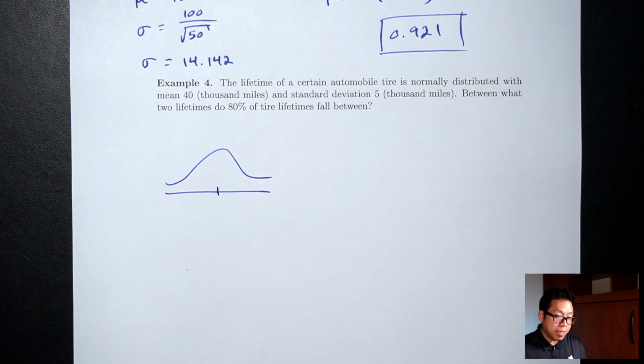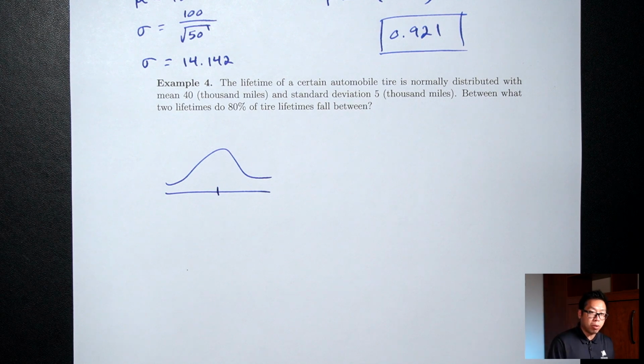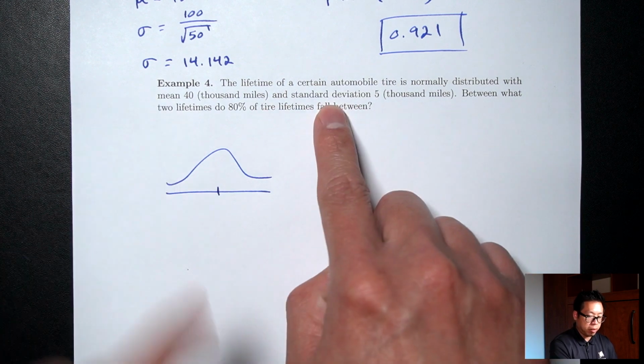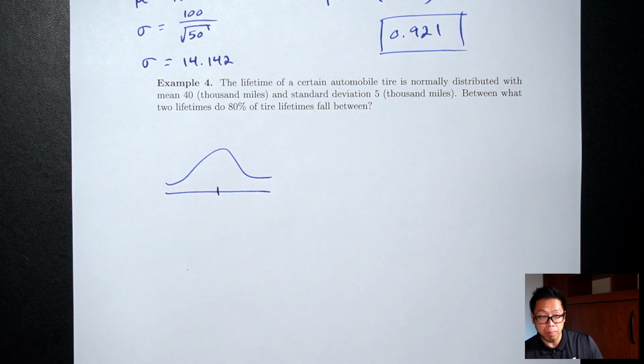Before I put the mean in the middle, I need to decide whether this is a mean question or a proportion question. So reading this question, if you see the words mean and standard deviation, it's a mean question. If you don't see those words, it's a proportion question. So do we see the words mean and standard deviation? Mean, standard deviation. This is a mean question.